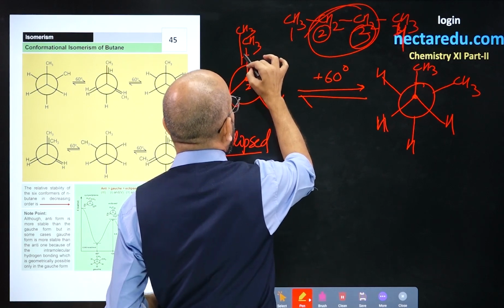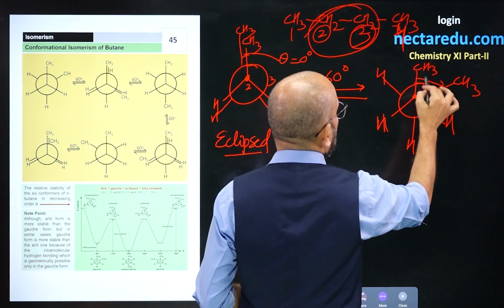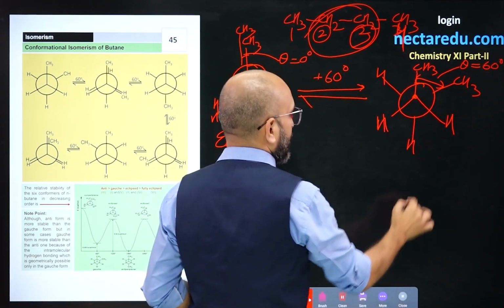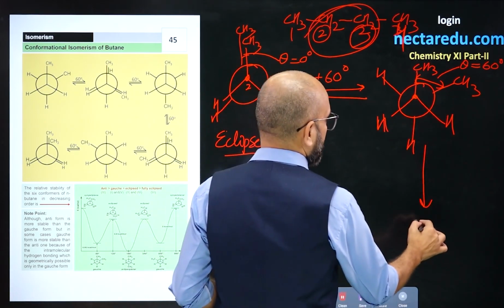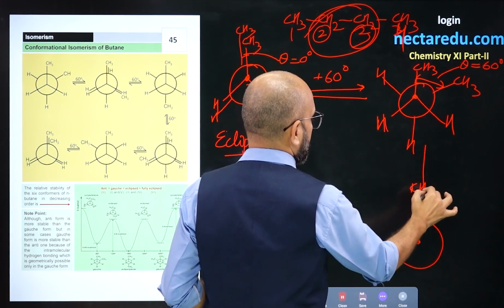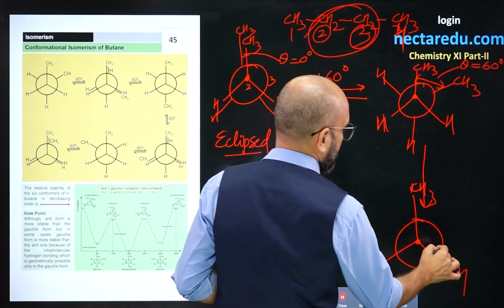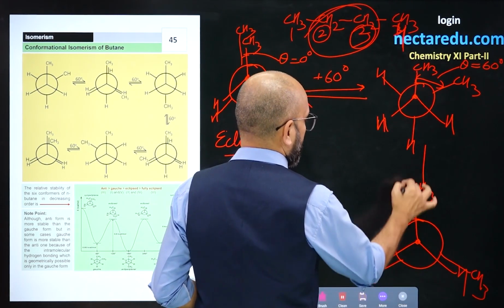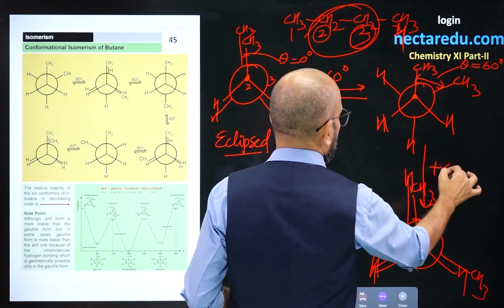Here the theta angle was 0 degree. Here theta is 60 degree. Now again if I rotate it by another 60 degree, you get something like this. I am not rotating the second carbon, I am rotating the third. Now you will have methyl here, hydrogen over here, hydrogen over here. By 60 degree we have rotated.